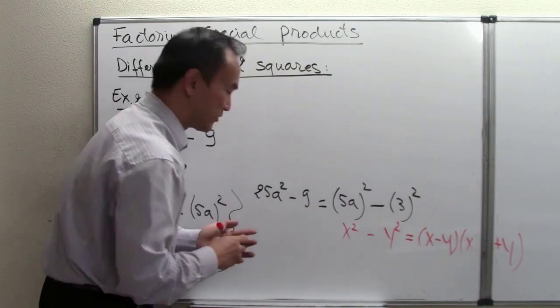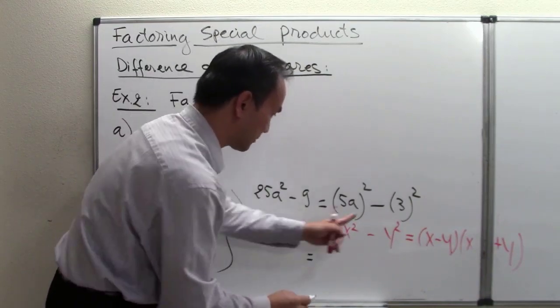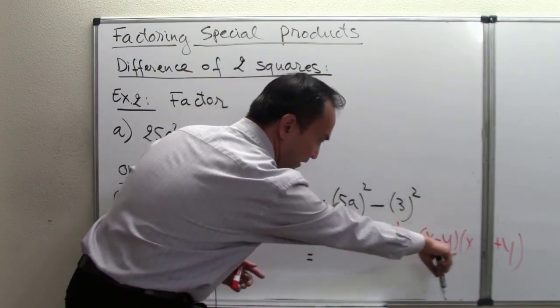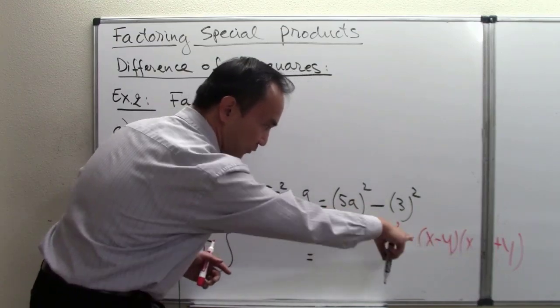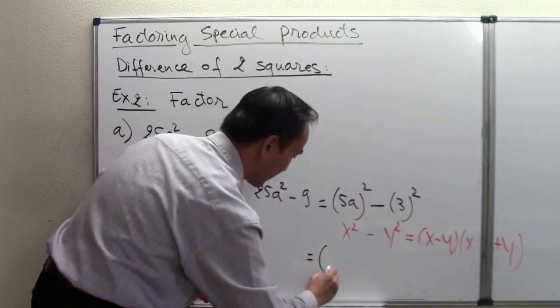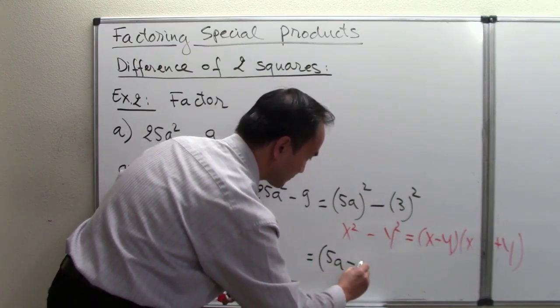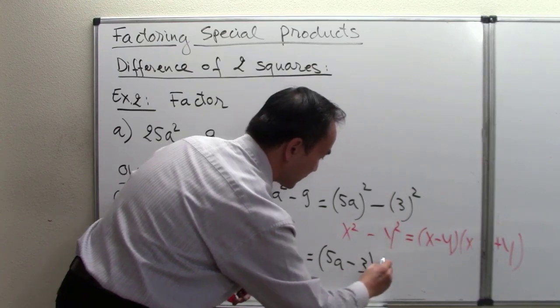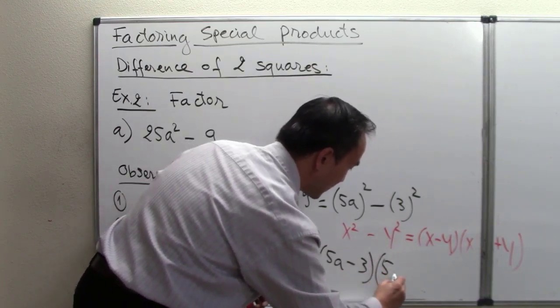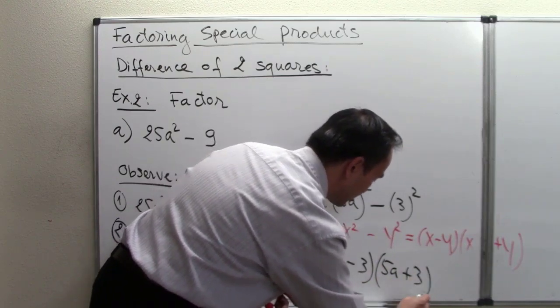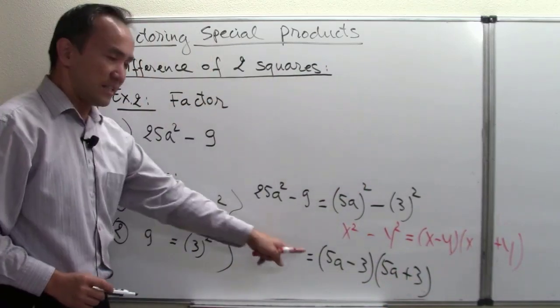Okay, and so now our actual difference of two squares here is indeed, with that form applying where 5a is for x and 3 is for y, we're looking at 5a minus 3 in parentheses, in product with 5a plus 3. All right, so that's the final factored form.